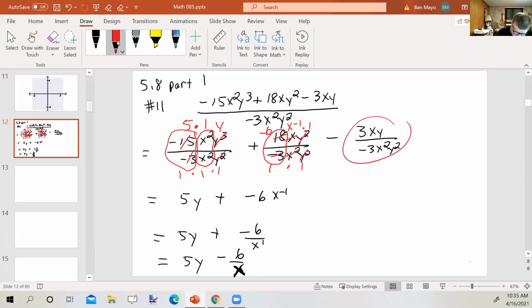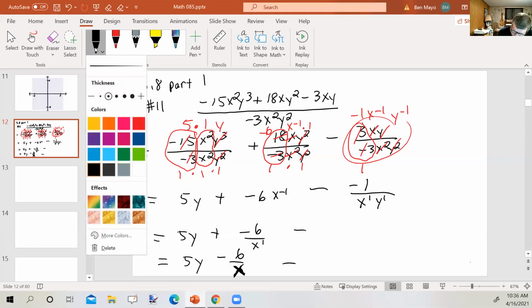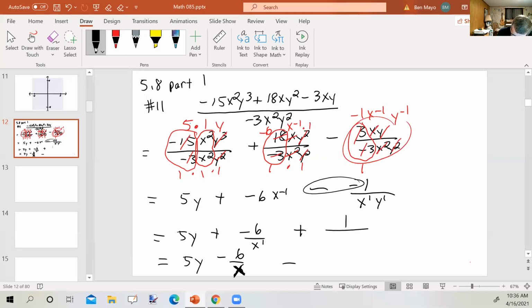Let's go on to the third term. Okay, we've got a minus sign, and then 3 divided by negative 3 would reduce down to negative 1 over 1. X divided by x squared would be x to the 1 minus 2, or x to the negative 1 power. Y over y squared would be y to the negative 1 power as well. But I could rewrite that as negative 1, and then x to the negative 1 would be x to the positive 1 on the bottom. Y to the negative 1 on top would be y to the positive 1 on the bottom. Okay. Subtracting a negative would be like adding a positive, okay? And I don't need those implied 1 exponents. So here is my final answer: 5y minus 6 over x plus 1 over xy.